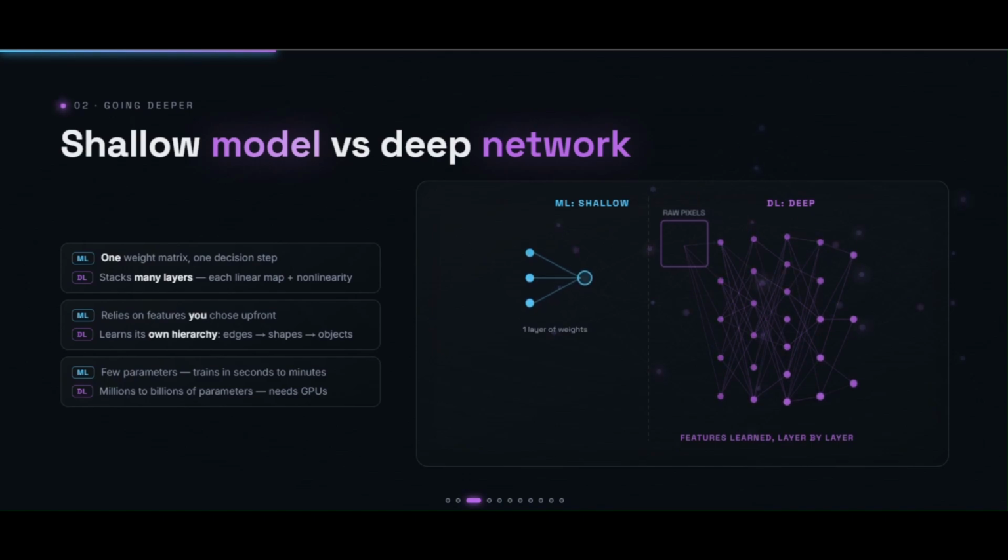Think of a traditional ML model as making one major transformation before predicting the output. Deep learning, however, stacks many layers together. Every layer extracts a slightly higher level representation. For an image, early layers detect edges, middle layers combine them into shapes, and deeper layers recognize complete objects. This hierarchy is learned automatically during training. The trade-off? Millions or even billions of parameters require GPUs, more data, and significantly more compute than classical ML.